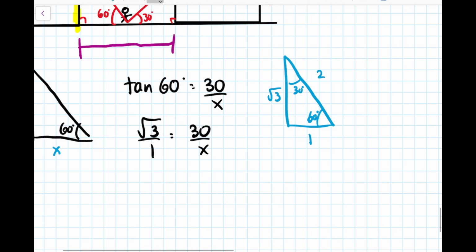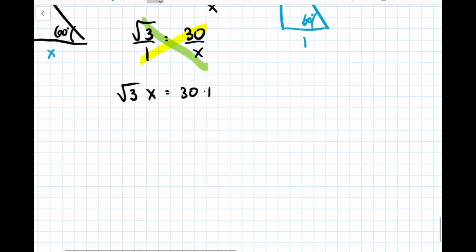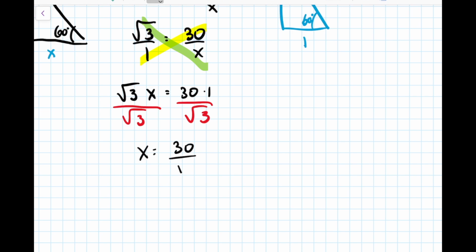over x. So if we cross multiply those, we're going to end up with root 3 times x equals 30 times 1. 30 times 1 doesn't count for much, but we do need to move that root 3, so we're going to divide both sides by root 3. And we're left with x equals 30 over root 3.